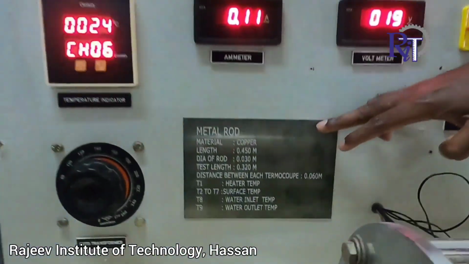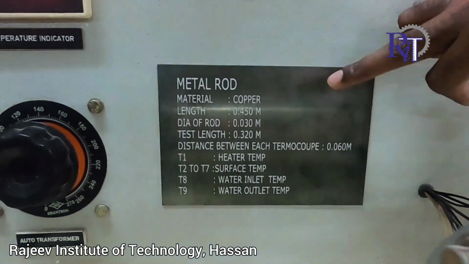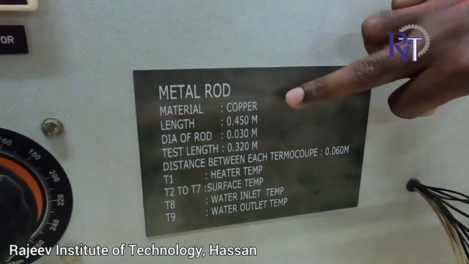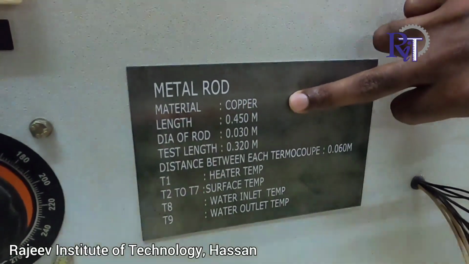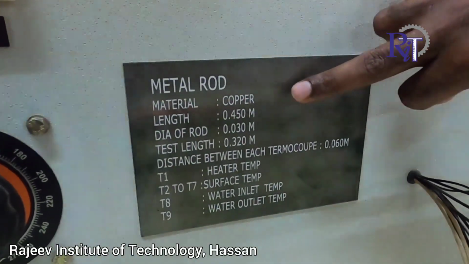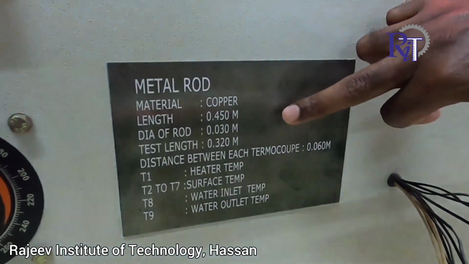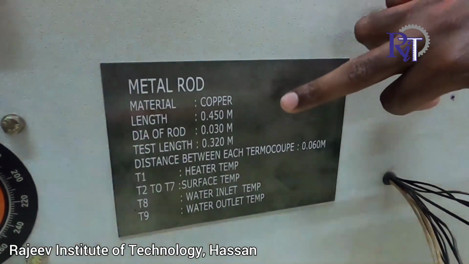So here the material used is copper, and the length of that copper rod is 0.450 meters, and the diameter of the rod is 0.030 meters. The test length is 0.320 meters.